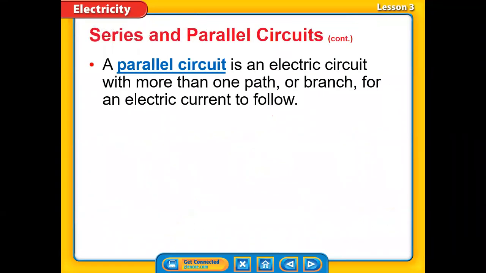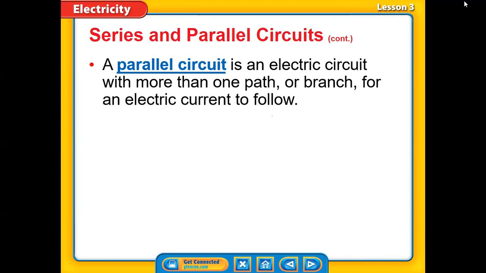The other type of circuit, to find what the difference is here. We said that a parallel circuit is an electric circuit in which we have more than one path. That means we have different branches, different wires, in which each load is connected to a separate wire directly to the main source of electricity.